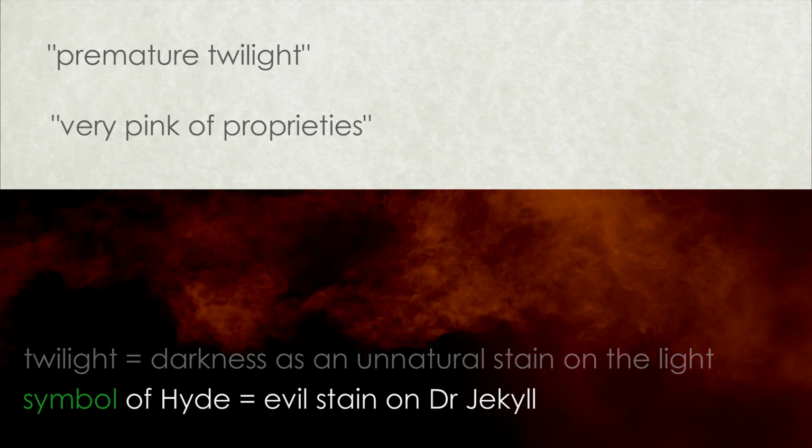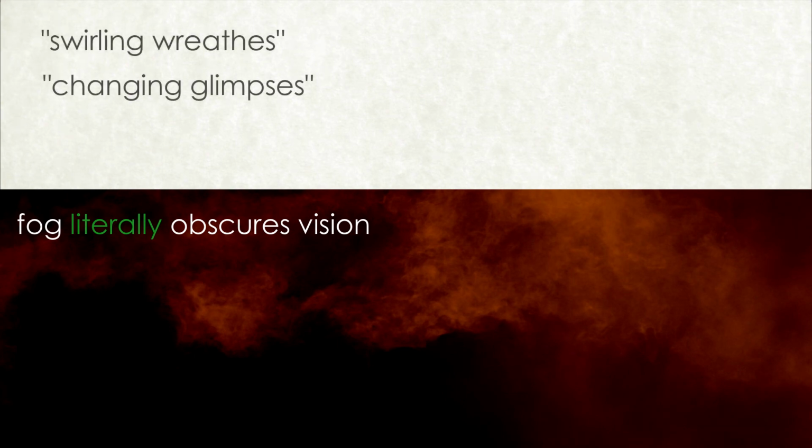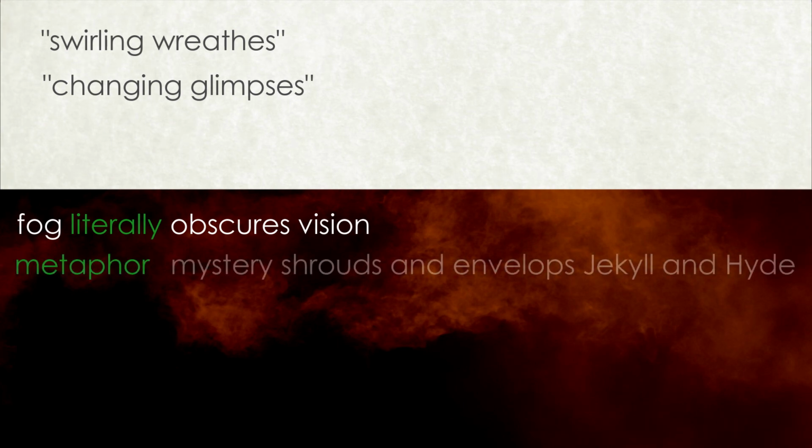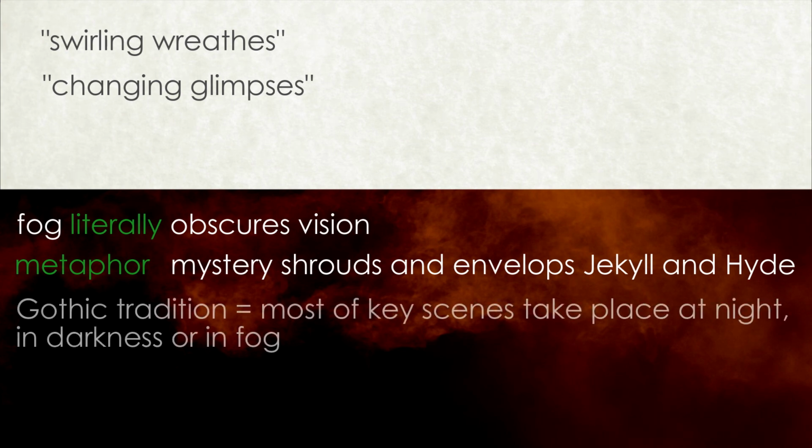Not only does the fog literally obscure vision to create a disorientating picture of reality, however, where its swirling wreaths cause changing glimpses of Utterson's surroundings, it is also a metaphor for the mystery which shrouds and envelops Dr Jekyll and Mr Hyde for much of the novel. Most of the key scenes, in fact, in line with the Gothic tradition from which the novel comes, take place at night, in darkness, or in fog.